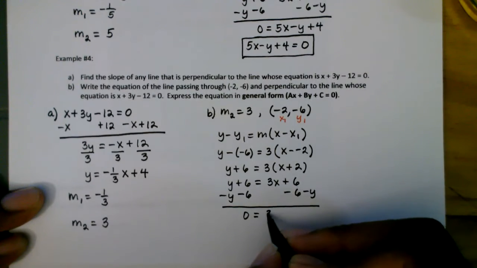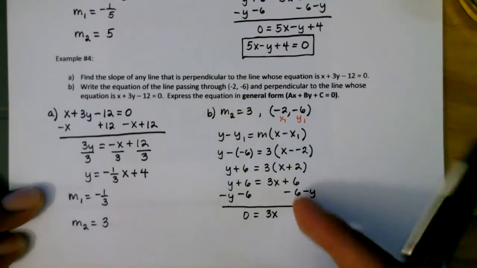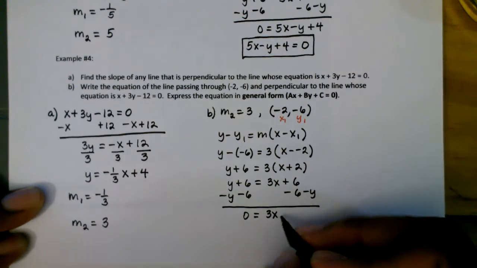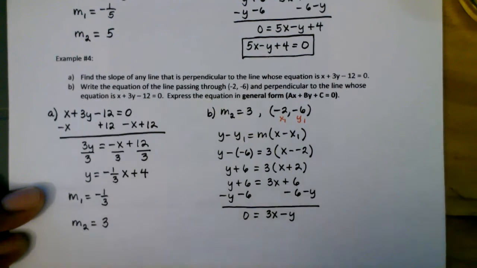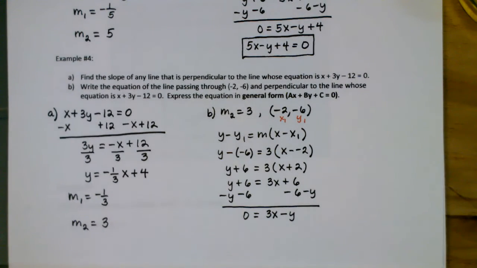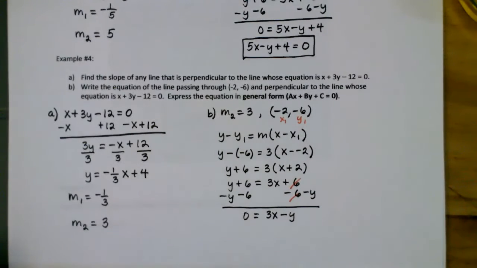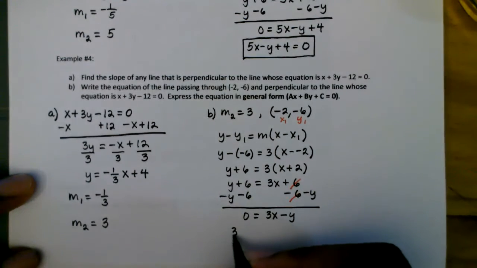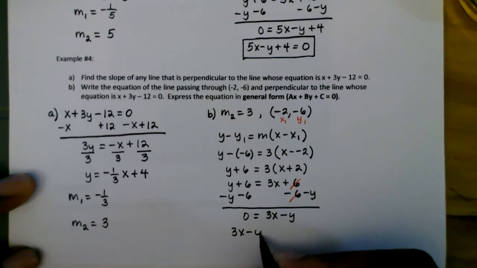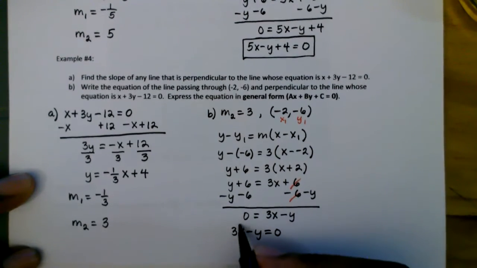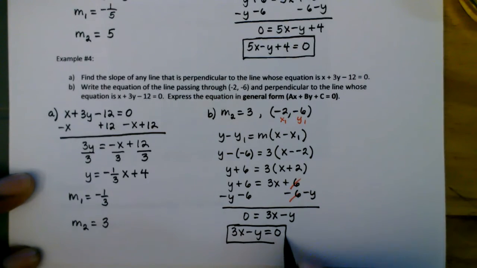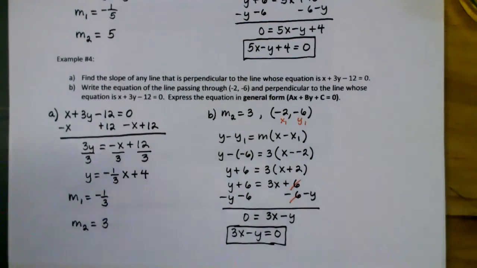That will be equal to 3x. My plus 6 and the minus 6, they're gone. And then minus y. So I get 0 is equal to 3x minus y. But I'm going to put the 3x minus y in front and then the 0 behind it. So this is my equation in general form.